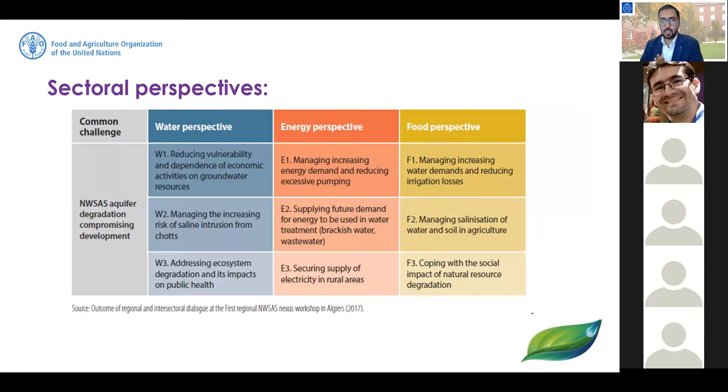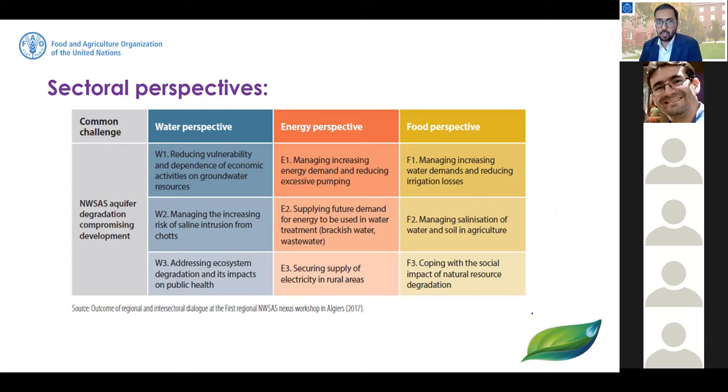As we started from the sectoral perspective, each sector has its own plan and its own identification and perspectives of the issues and challenges they are facing, before going to the Nexus. This table gives an example of different perspectives from different sectors. For example, the water sector would like to reduce the vulnerability and the dependence of economic activities on the groundwater resource. I mentioned agriculture, but industry also relies on this groundwater resource.